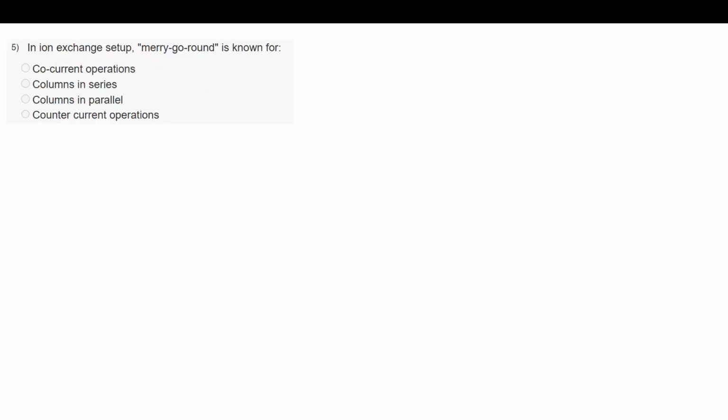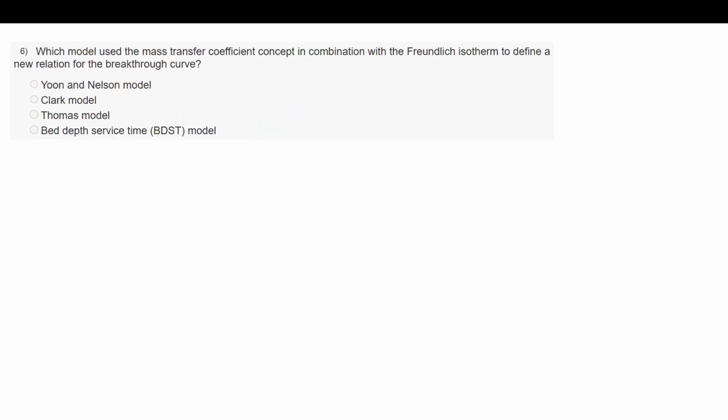Next is, in an ion exchange setup, merry-go-round is known for dash. So it's for columns in series, right? Because one after the other, the column is used in the cyclic process, and the one which is utilized goes under regeneration, and it goes one by one in a cyclic mode, hence known as the merry-go-round setup.